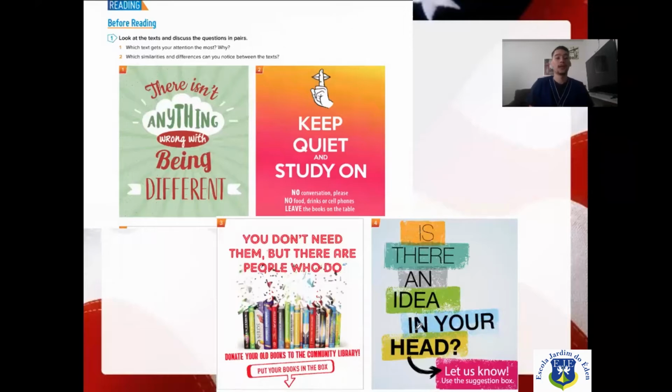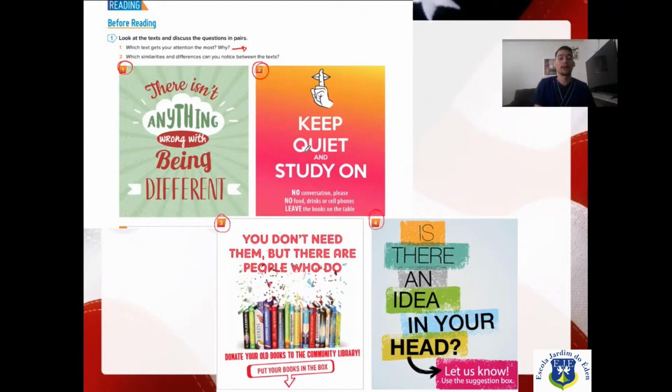So, reading. Before reading, look at the texts and discuss the questions in pairs. Which text gets your attention the most? Why? Here we have a personal answer, okay? And which similarities and differences can you notice between the texts? Here is a personal answer too. So let's see here. We have number 1, 2, number 3, and number 4.